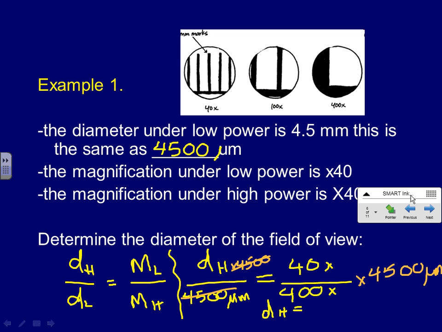We should be able to almost do this in our heads. I could cancel out the 40, and what would I be left underneath if I cancel out the 40 underneath? What are you left with when you divide that off?